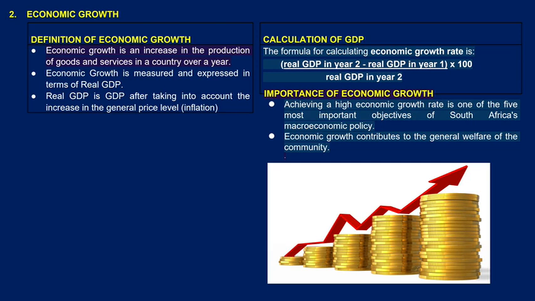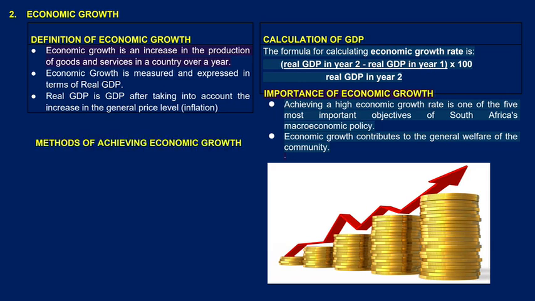Right, the importance of economic growth. Achieving a high economic growth rate is one of the 5 most important objectives of South Africa's macroeconomic policy. Now, it is not only in South Africa that we are concerned with economic growth, but economic growth is something that I think is one of the macroeconomic objectives of any country, because economic growth contributes to the general welfare of the community.